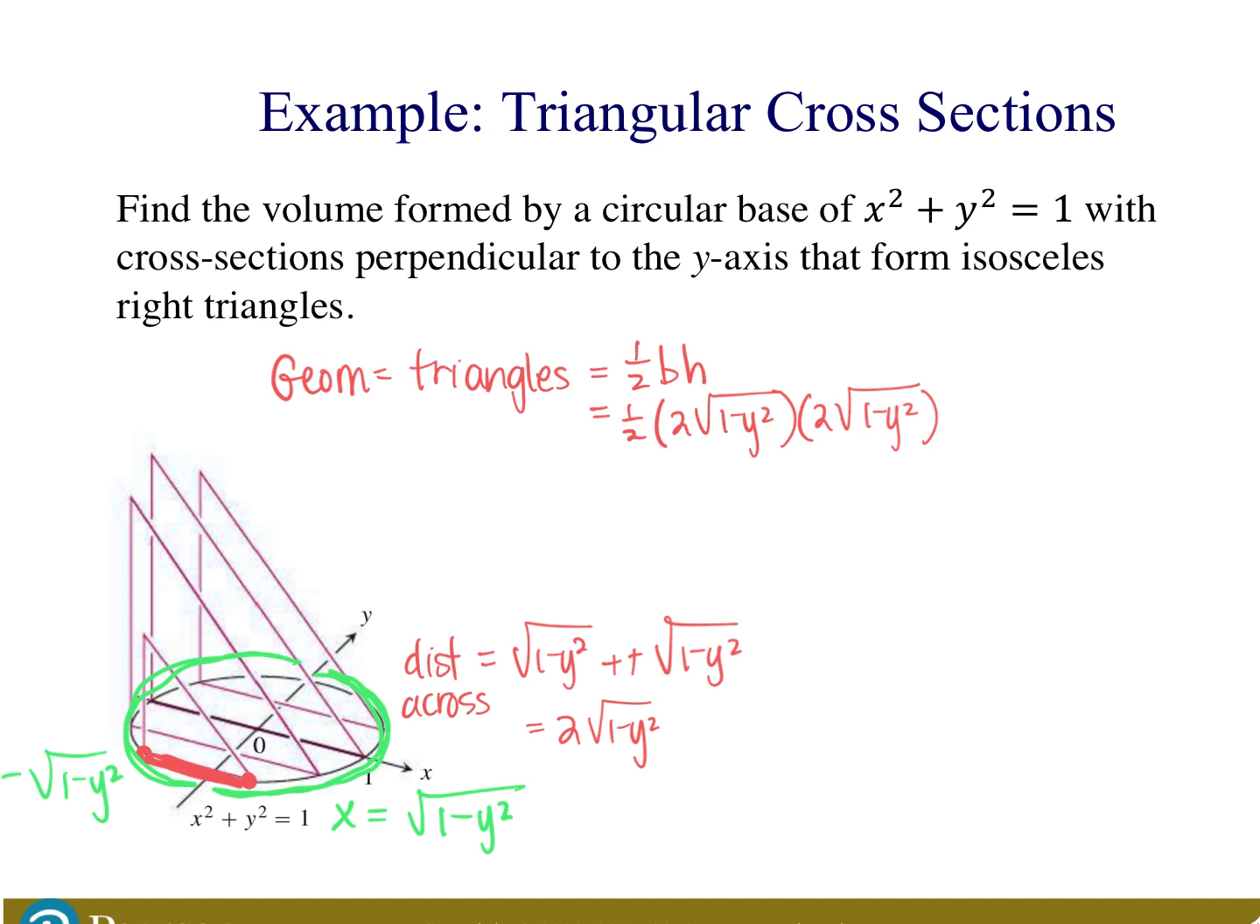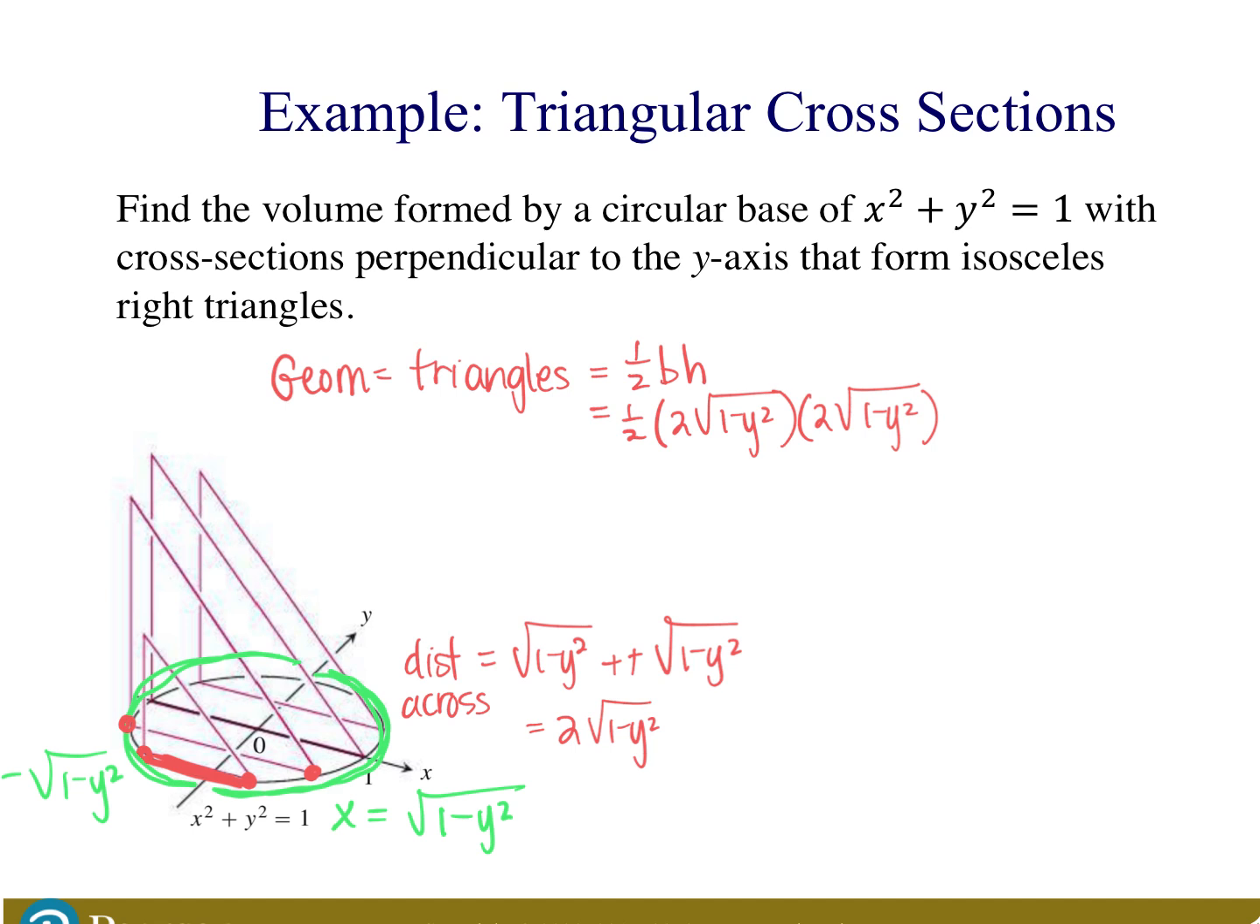Why did you pick the biggest triangle to find the base? I could, and it would be the same thing. The biggest triangle is also touching both parts of the circle. So its base would also be 2 times the square root of 1 minus y squared. All triangles, no matter what size they are, will be touching the circle.